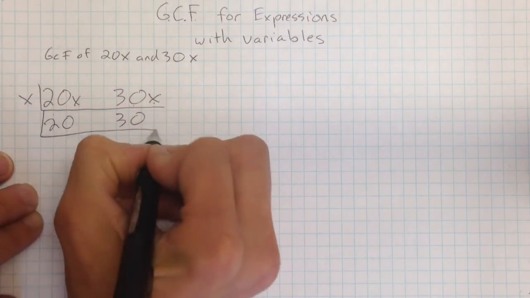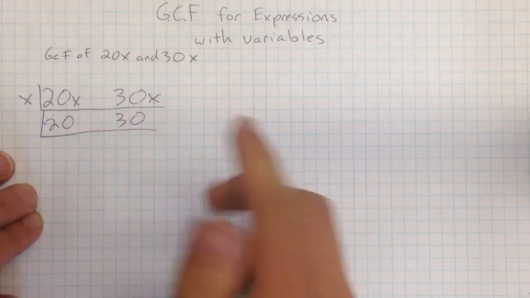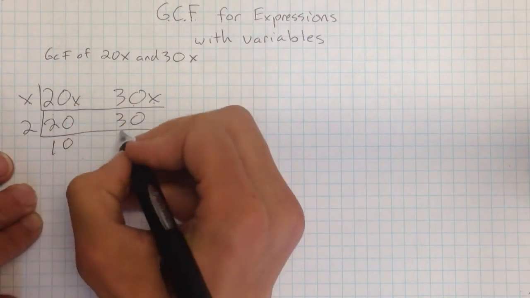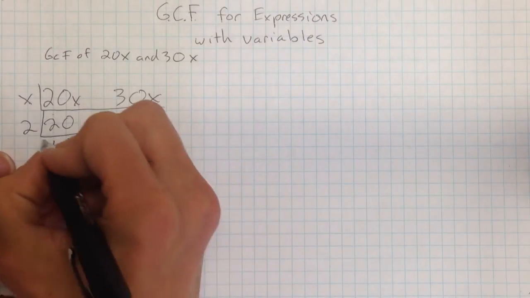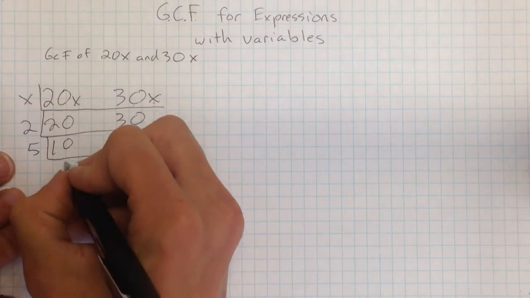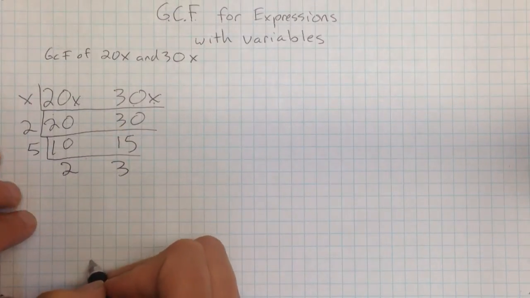So now we're going to draw the second layer. Now I can just take care of it like numbers. It looks just like the ones that we were doing the other day. So I'm going to pull 2 out first. That gives me 10 and 15. Then I'm going to factor again, and I'm going to get 5, and that's going to leave me with 2 and 3. And at this point in time, there's nothing else I can factor out.